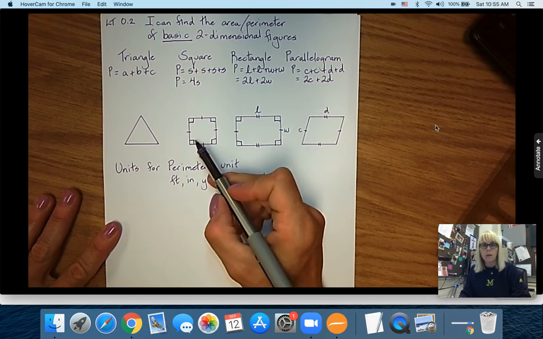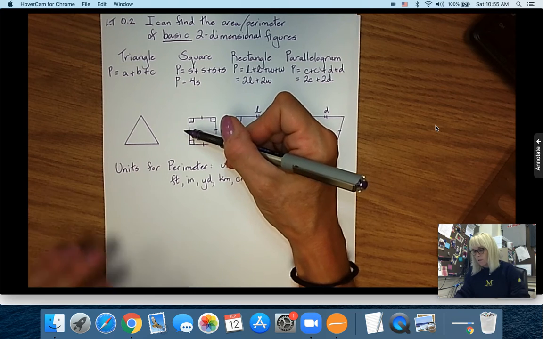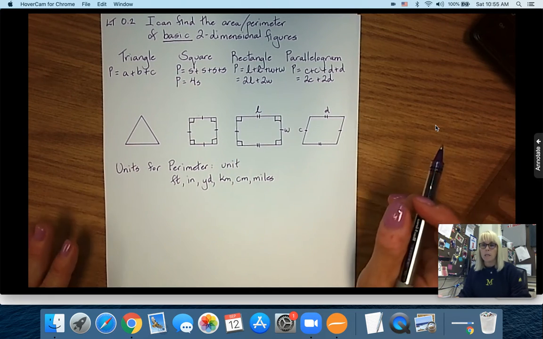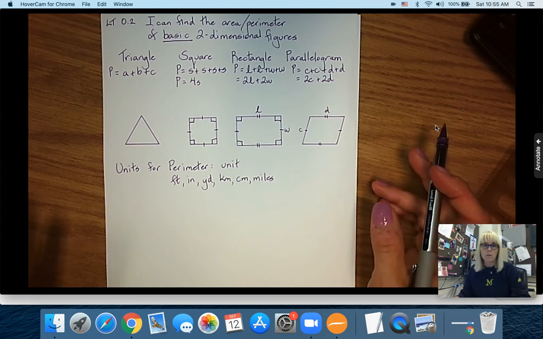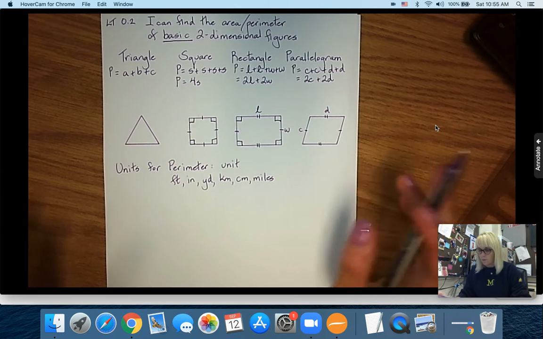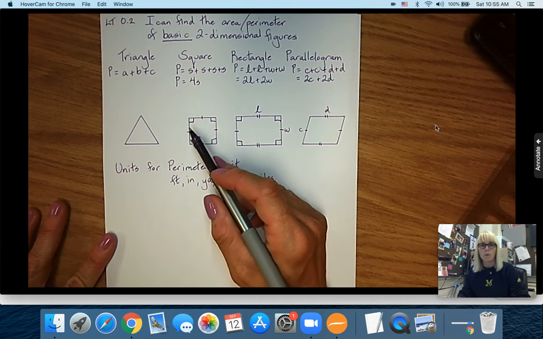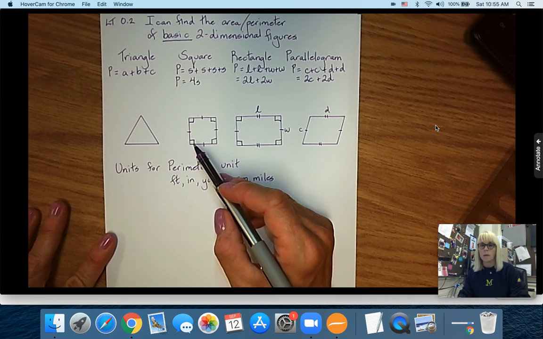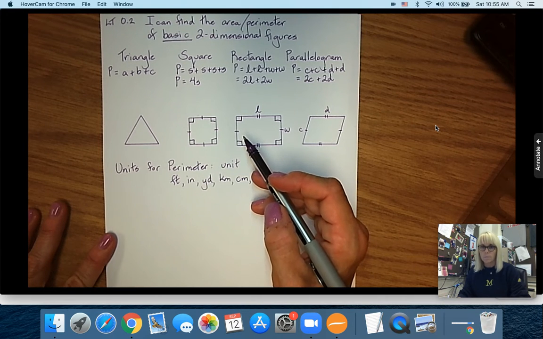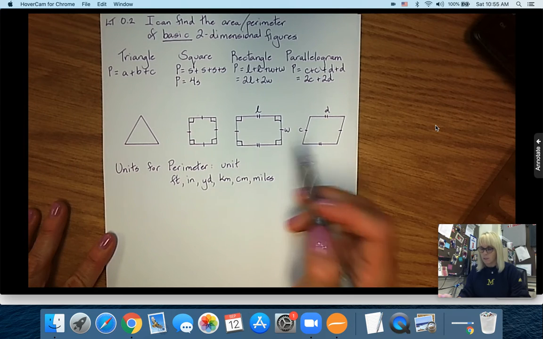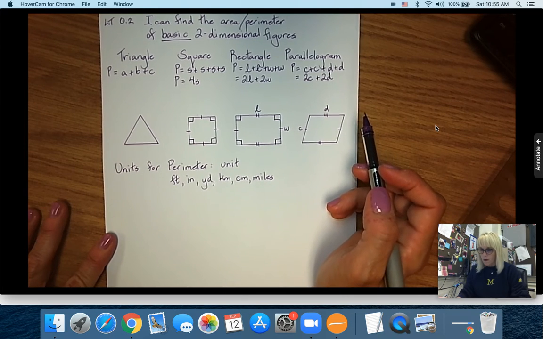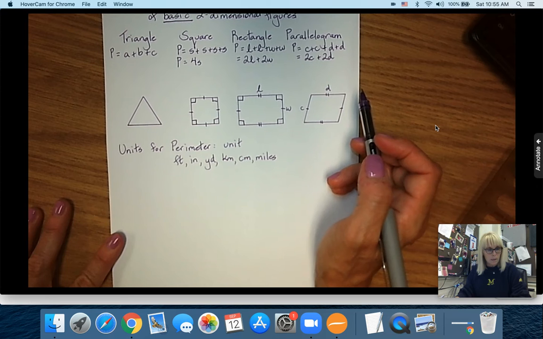So if this square had sides that just said 5, 5, 5, and 5, and we didn't know if that was 5 meters or 5 kilometers or 5 feet, then we would say, okay, the perimeter of this square is 20 units. Okay, if we don't know what the unit is, we just call it unit. All right, moving on to area next.